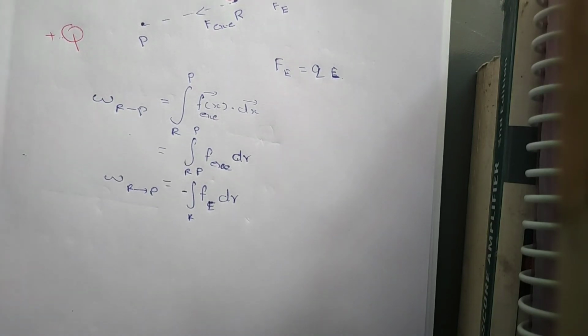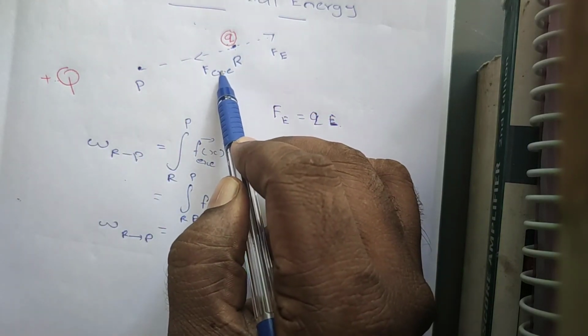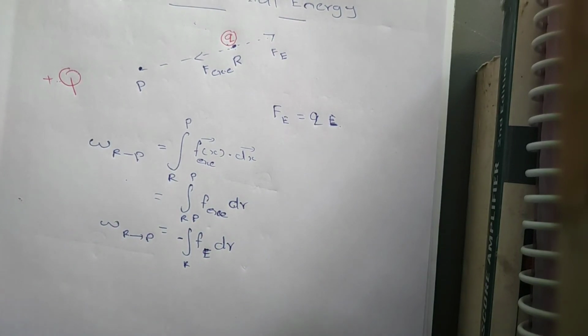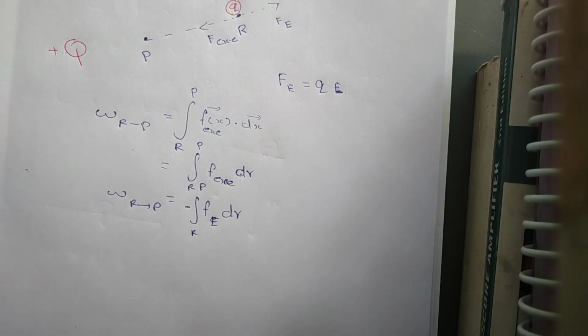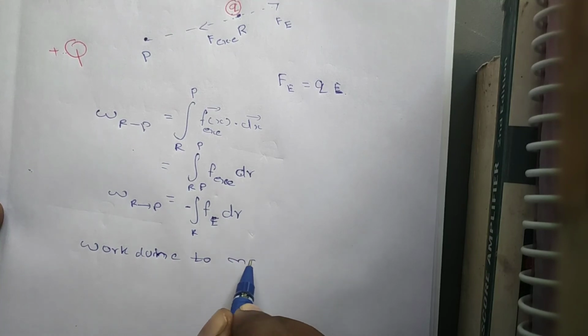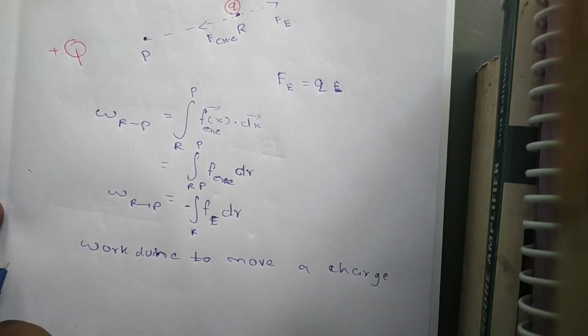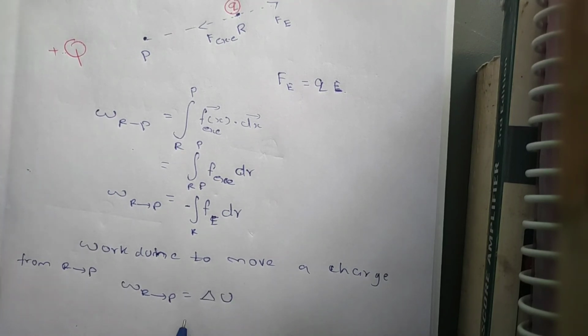So we already studied what we are doing here. The electric field is acting in this direction, the electric force is acting in this direction, and the external force is acting in the opposite direction of the electric field. Anywhere we are doing work against a field, potential energy is stored. So here also it is the same case. We studied previously that the work done to move a charge from one point to another is equal to the change in potential energy. So here also, the work done to move a charge from R to P is equal to what? The change in potential energy.